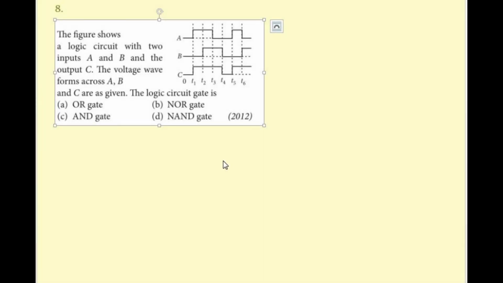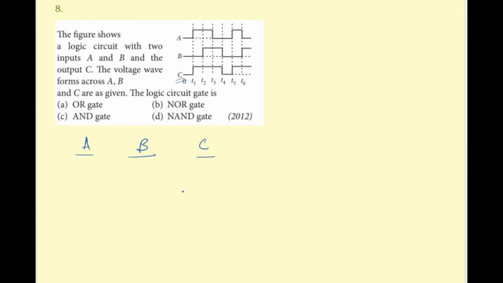So in this question, here it is asked what is our output, what is our output C. So we will first draw the logic gate or boolean table here. For A is low, B is low, C is low. For time t1, A high, B low and C high.